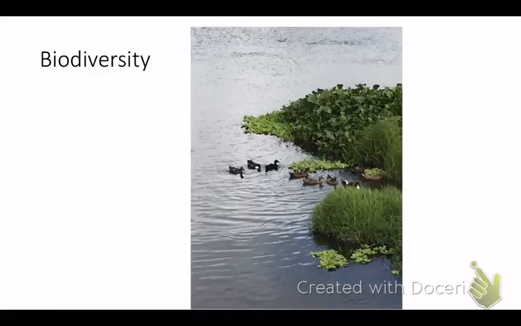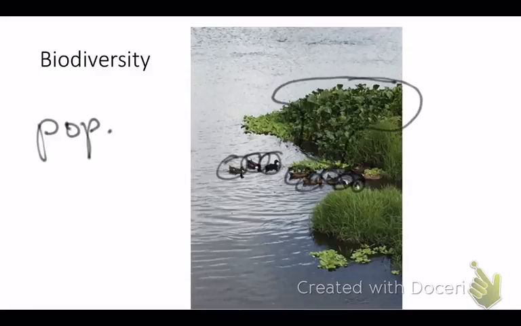Biodiversity, what do you see here? You see some ducks. Those ducks are all members of the same population. The plants, do you see that there are different kinds of plants in this picture? There are at least 3 different kinds of plants, if you can see the picture well enough. Are they the same population? But are they part of the same, what's the next higher level?